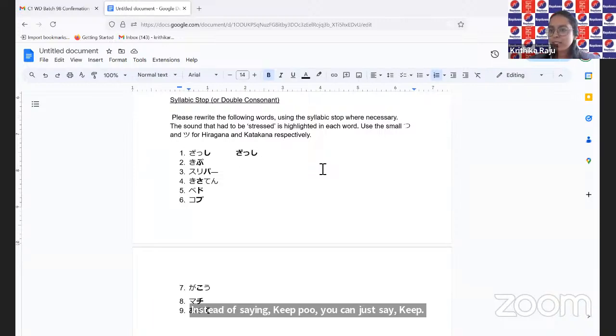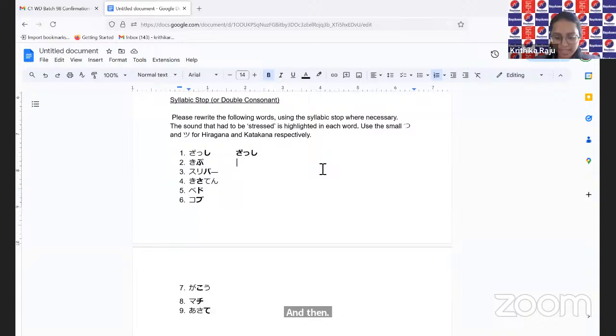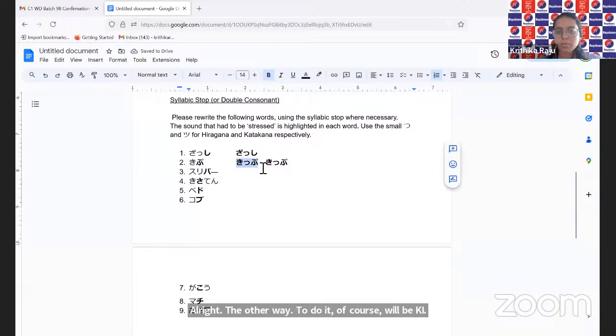So how do I type this? Can you all tell me? Tell me the alphabets. Exactly what alphabets do I type, K-I, in what order? K-I, KI, PPU. P, U. Very good. Perfect. Kippu. All right. The other way to do it, of course, will be KI, and then I look at the syllabic stop separately and type that with XTSU. And then I type PU. They're both right, but I find this more quicker.